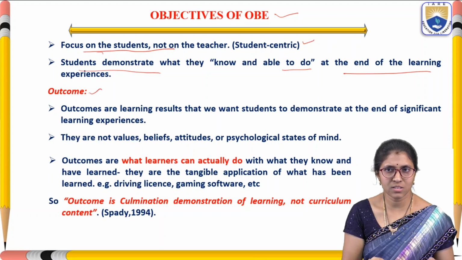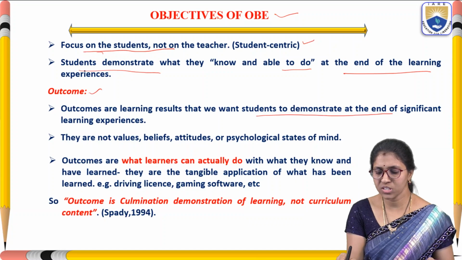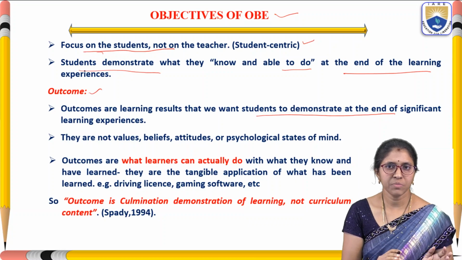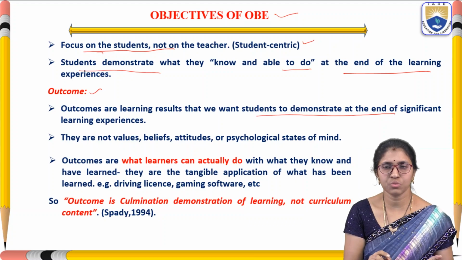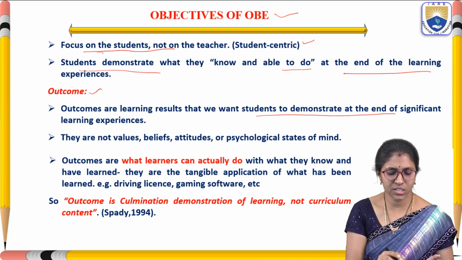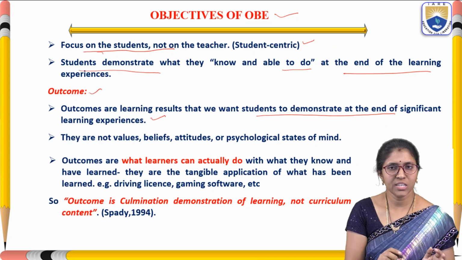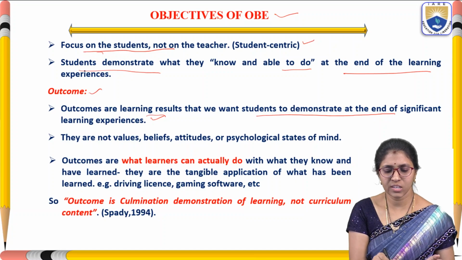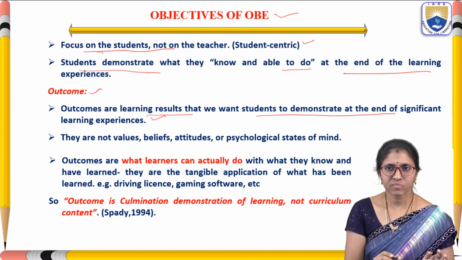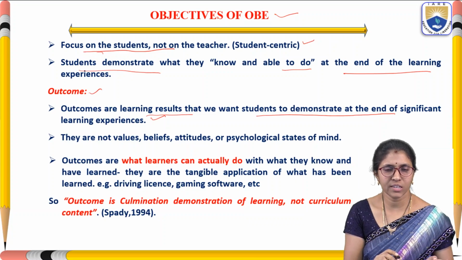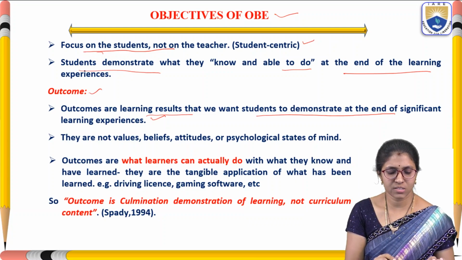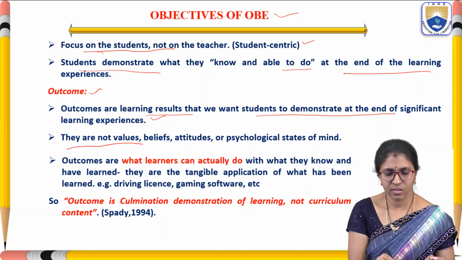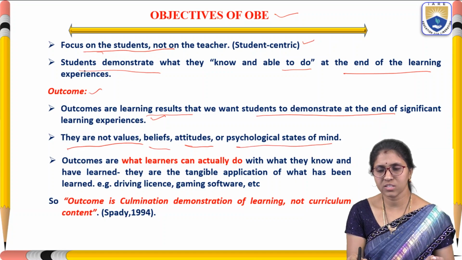Outcomes are learning results that we want students to demonstrate at the end of significant learning experiences. Each course will have different course outcomes. These are the learning results we want students to demonstrate at the end of a significant learning course. They are not values, beliefs, attitudes, or psychological states of mind.